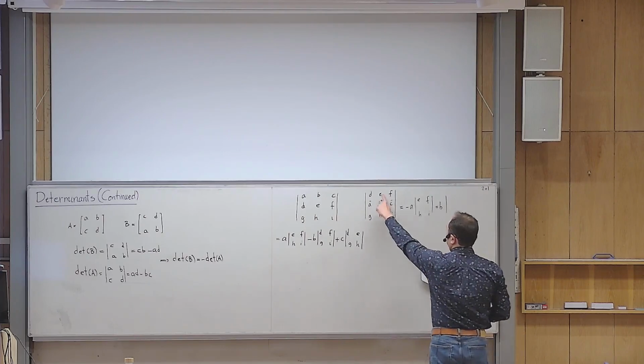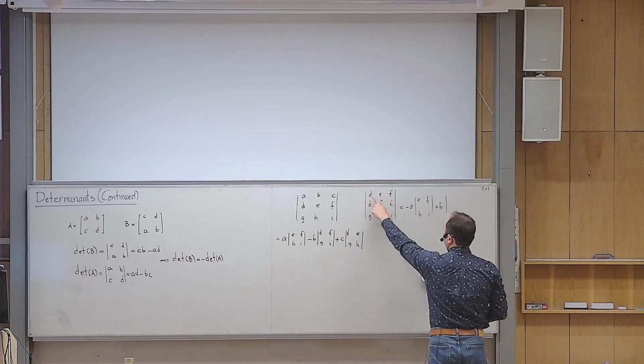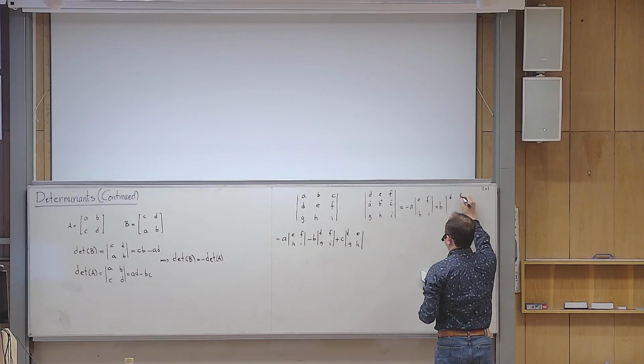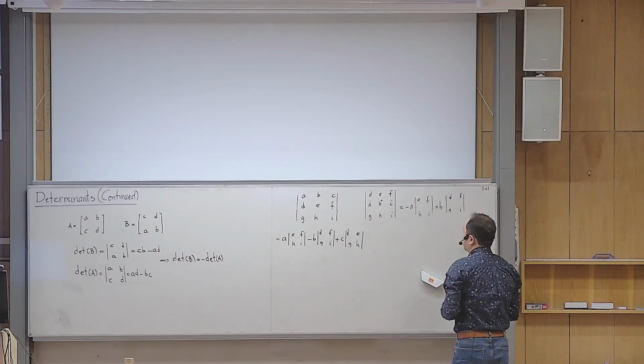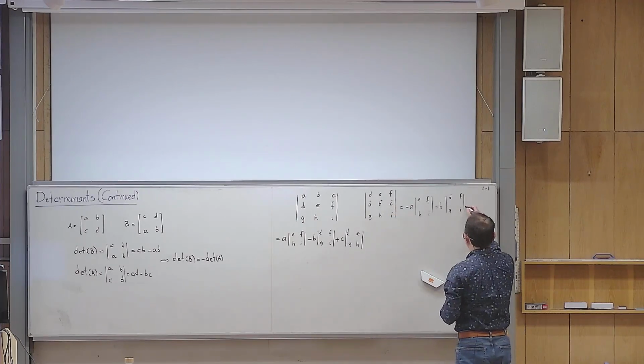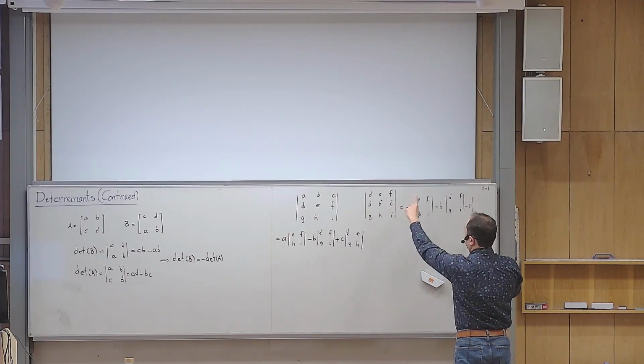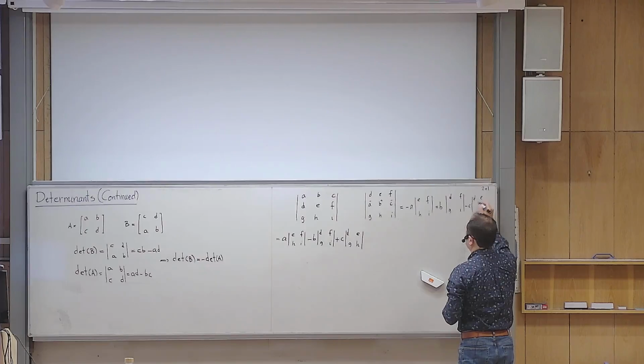And then I eliminate this row, column and that row. It becomes D, F, G, I. Yes? And then I go to the next one, minus C. I eliminate that row and that column. So D, E, G, H is left. Okay?